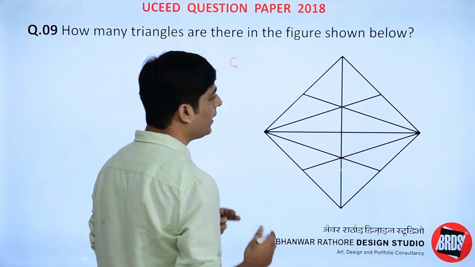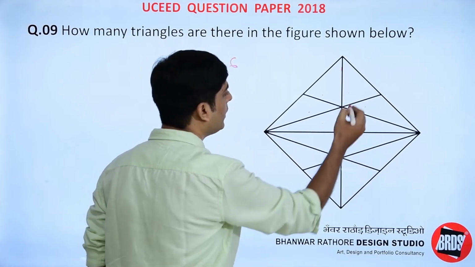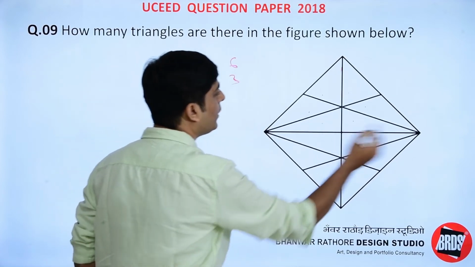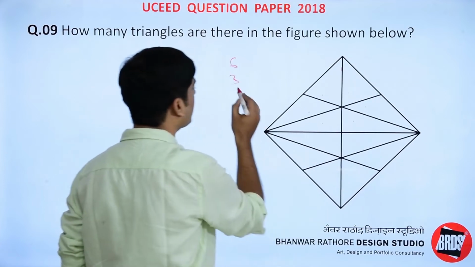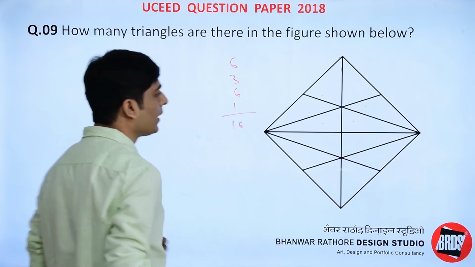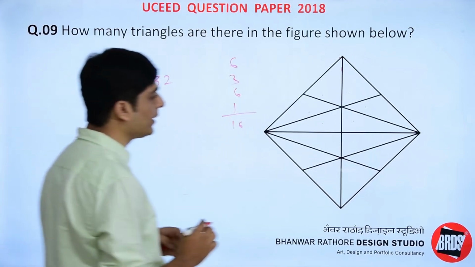Then we'll try to get triangles which are a combination of two triangles. 1, 2, 3. Later we'll take 1, 2, 3, 4. And this would be 5, this would be 6. Then one bigger one. So together they are how much? 16. 16 plus 16. So up till now we can say 32 triangles are there.